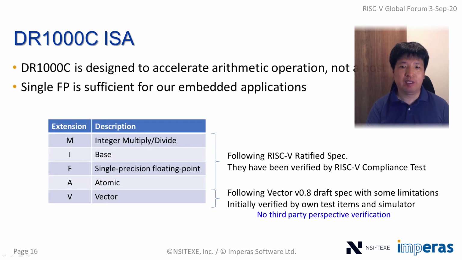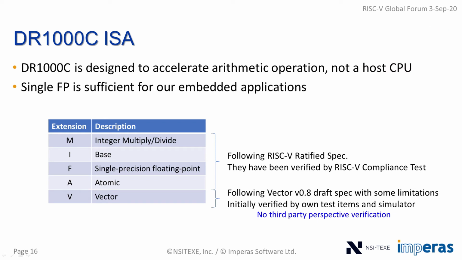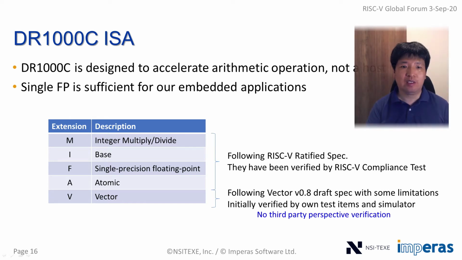To talk about verification, let's look at the instruction set of DFP. DR1000 is designed as an accelerator for arithmetic computations, not as a host CPU. So it has a typical but small instruction set, which is described in this table. The scalar part follows the RISC-V ratified spec, and it is verified by the RISC-V compliance test.